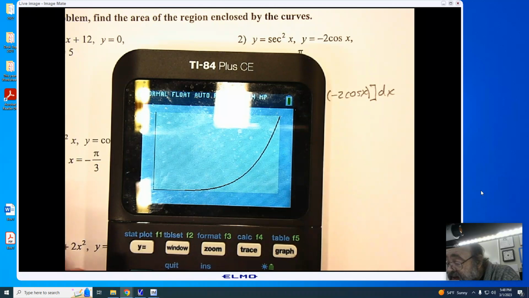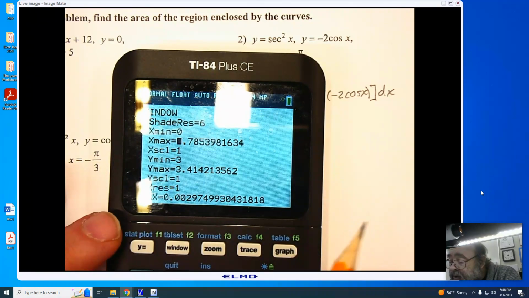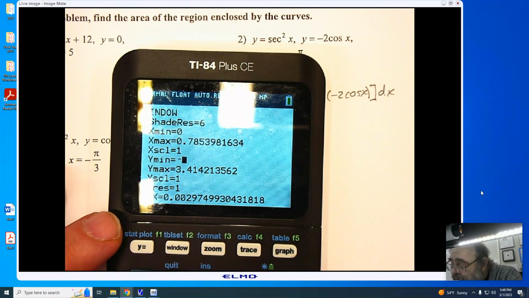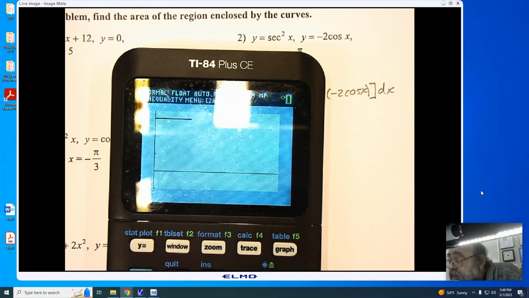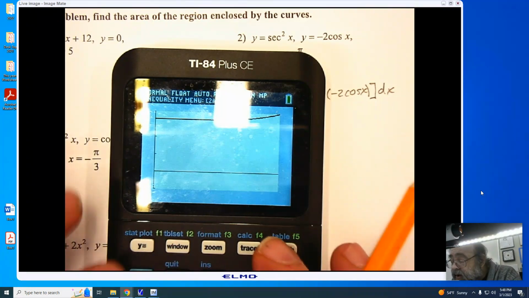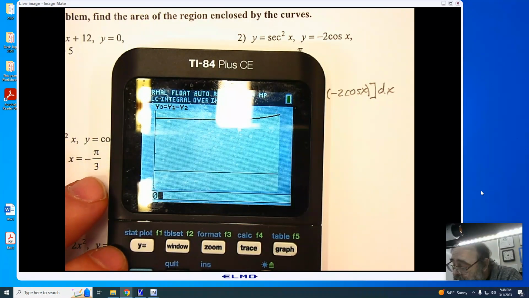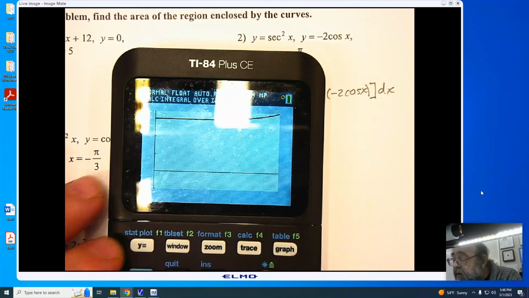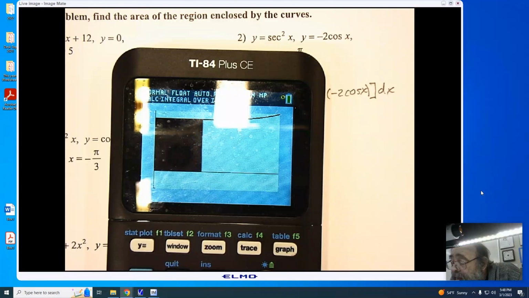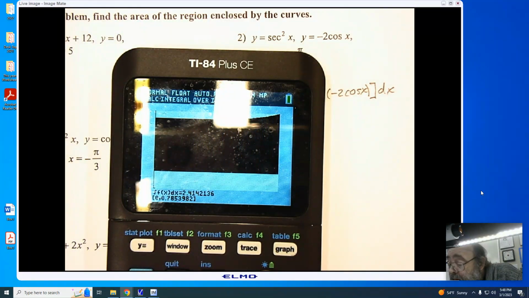All right, we need to see the x-axis, so we're going to change our windows, and we're going to make sure that we go down to -1 so that we can see it clearly. There's our graph. We can see the x-axis. We're going to do second trace 7, and our lower limit is 0. Our upper limit is pi divided by 4. And when we hit enter, it's now going to add all of that up, and we will see that we get 2.414 again. And there it is, 2.4142.